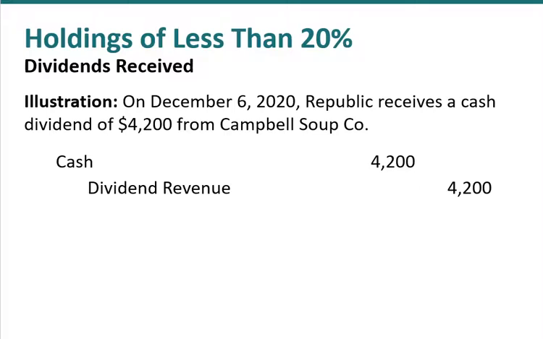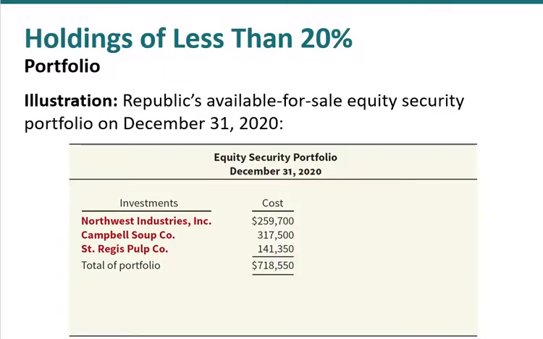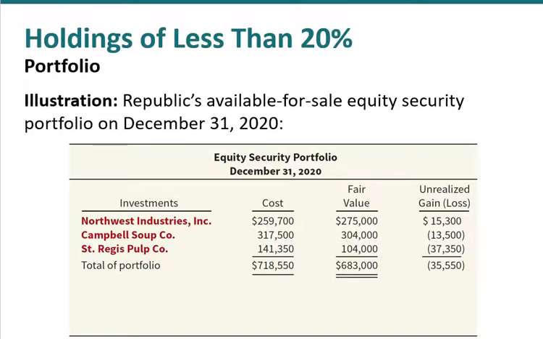At year end, though, we're going to need to do a fair value adjustment. So we're going to want to compare our cost, which was $718,550, with a fair value of $683,000, and we can see it's gone down, so we're going to have a fair value adjustment to decrease the value of this equity investment. And we will want a credit balance of $35,550 in our fair value adjustment account at year end.